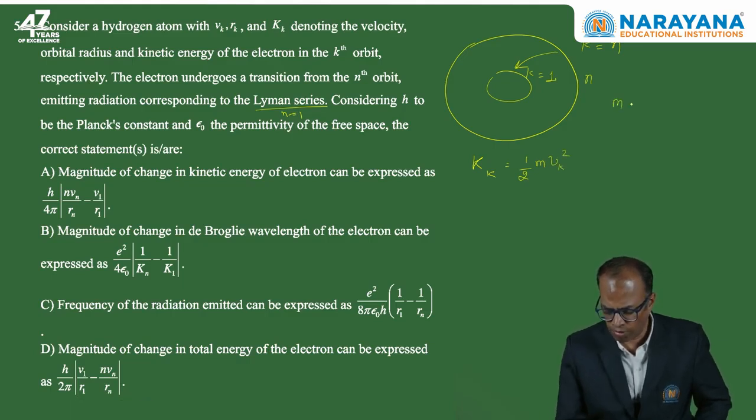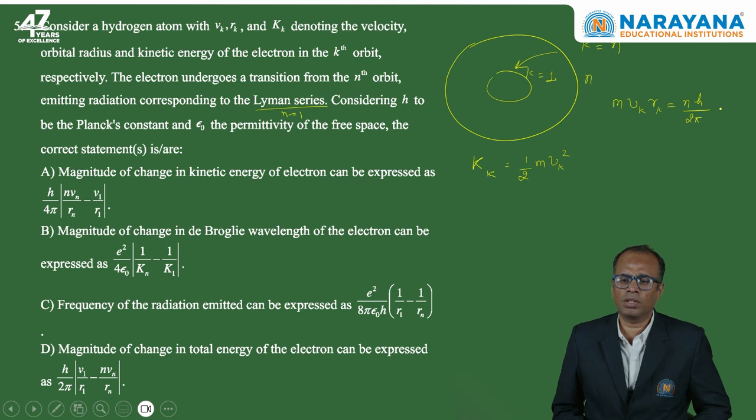Also, we will have m. Bohr model means you have to use mvr is equal to nh by 2 pi. m vk rk is n times h by 2 pi. That is the key concept in Bohr's atomic model. You have to use it.